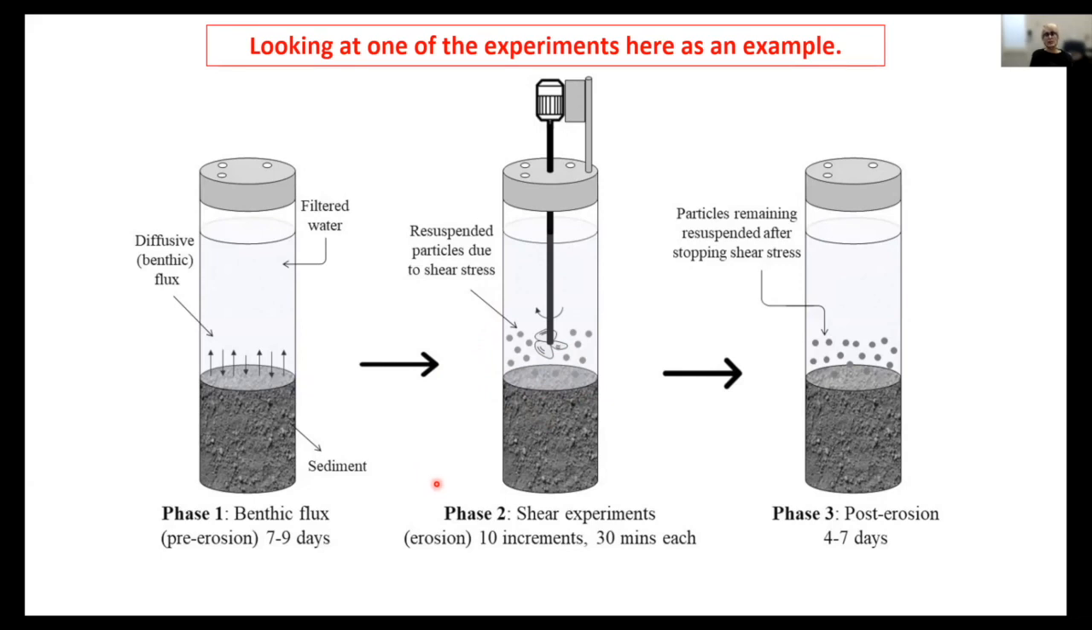3 sets of experiments were set up using each collected sediment, and the system was inundated with filtered river water. Each experiment had 3 phases where we monitored the system before, during, and after flooding events. Here we are looking at just one experiment as an example. During the benthic flux phase, we monitored the system for 7 to 9 days before we imposed the shear stress at the sediment-water interface. Reactors were then exposed to different levels of shear stress during the erosion phase, and the systems were further monitored for 4 to 7 days during the post-erosion phase.